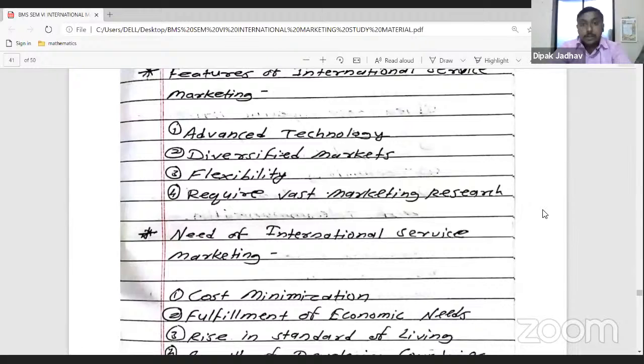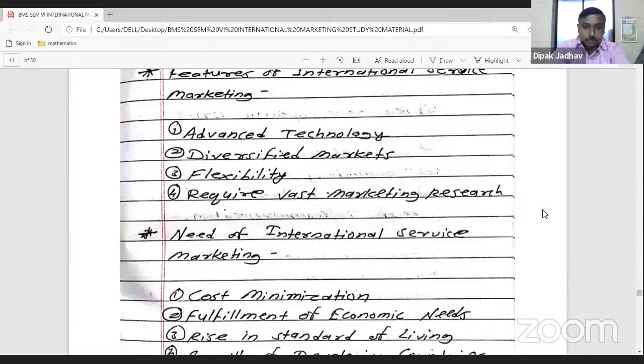And flexibility: when you are going into international marketing for services, it must be flexible, and compared to goods it is more flexible, making it more suitable from the customer's point of view. That requires vast marketing research. So when you start international marketing for services, customers' needs and preferences change, and ultimately the human touch is much more in service sectors than in goods.